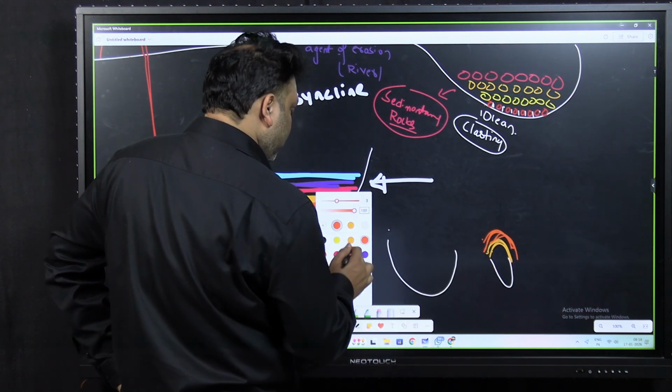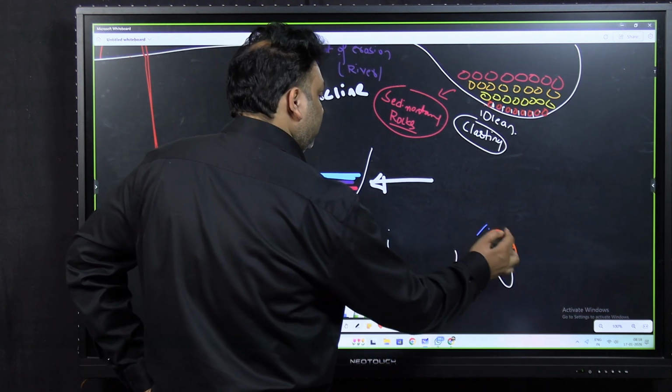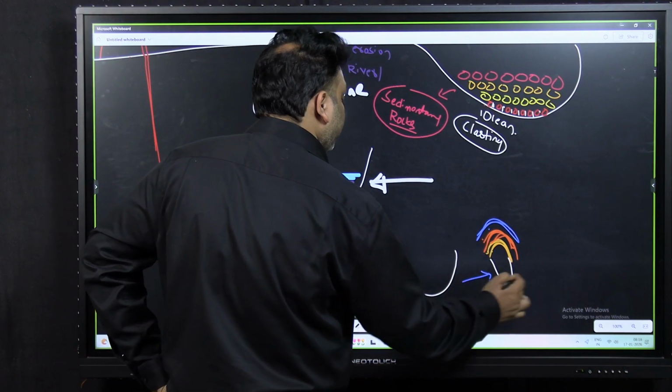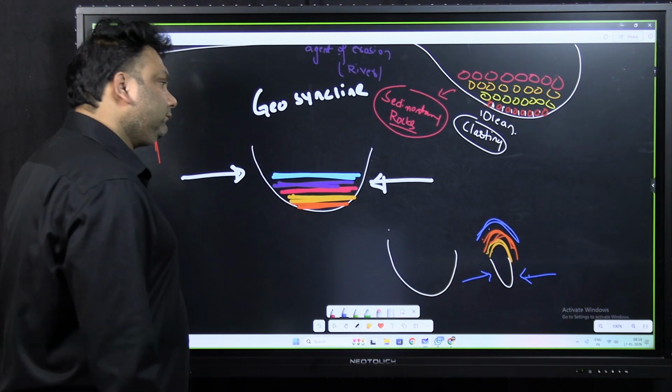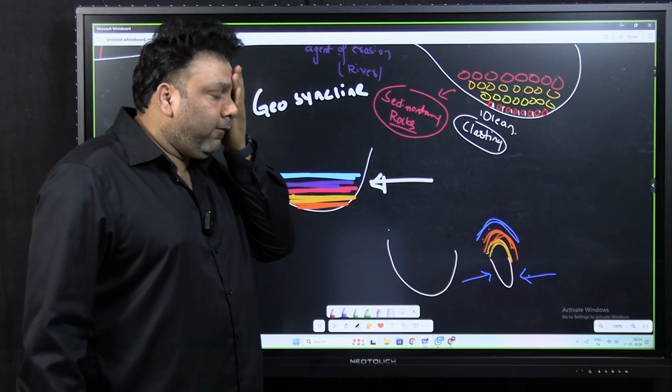And they'll be forming the fold mountains of today, like this, somewhat of this sort. I have the forces from both the sides. So this is how the fold mountains are formed.